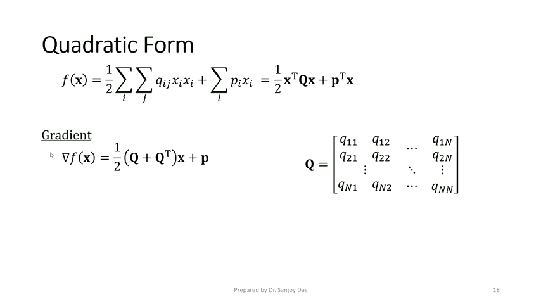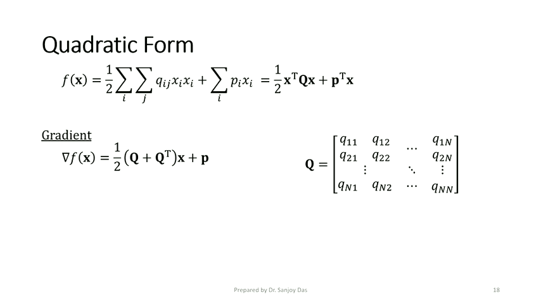The gradient of this, now this is very important for you guys to understand, is half Q plus Q transpose X. So this is the derivative of the first term of this function, and the derivative of the second term, P transpose X, is P. Okay, remember, P transpose X is the same as X transpose P.